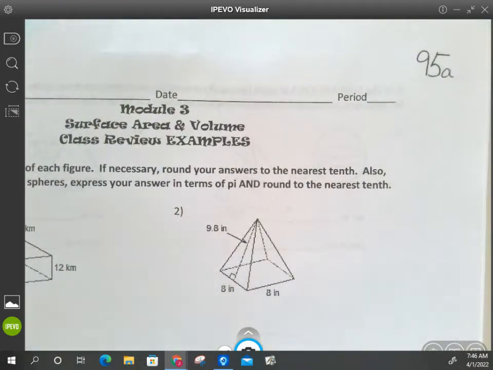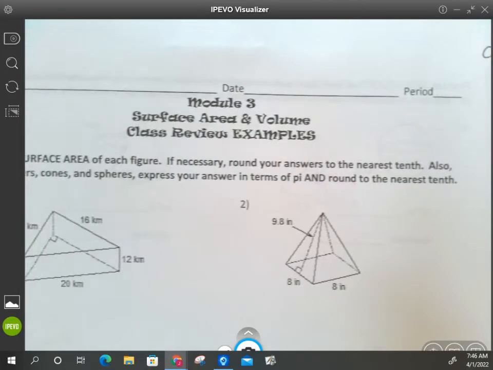All right, we're looking at class review examples. So we're setting these up in class. You are then going to use your little calculators and solve them.